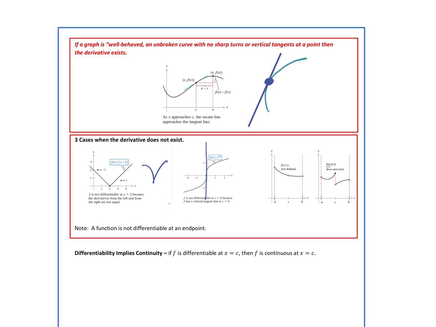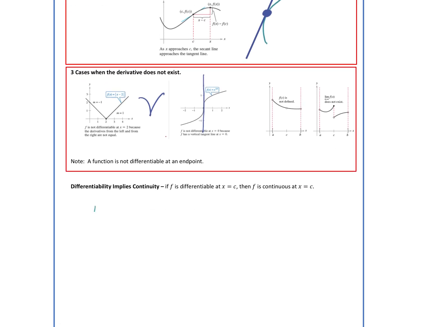One thing you need to note, if something is differentiable, it has to be continuous. So if it's differentiable, it implies continuity. If it's continuous, it doesn't mean it's differentiable. Think about this graph right here. This is a continuous graph. It's not differentiable. This graph is differentiable, therefore it's continuous. So it's a really important thing to make note of. So differentiable implies continuity. Continuity does not necessarily imply differentiable.